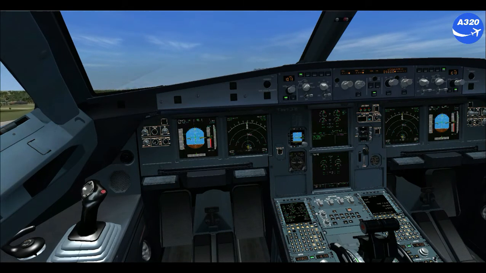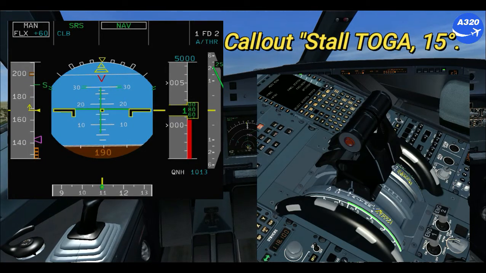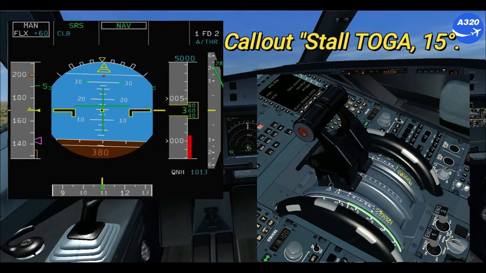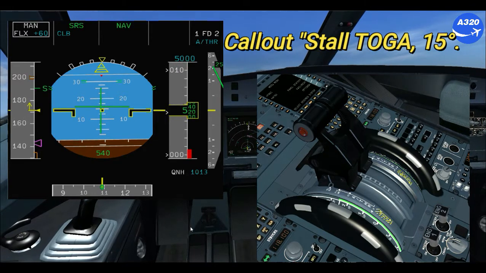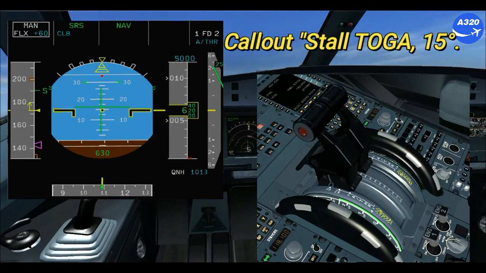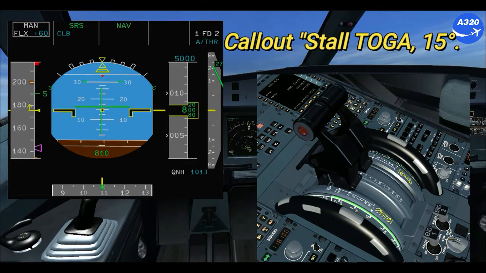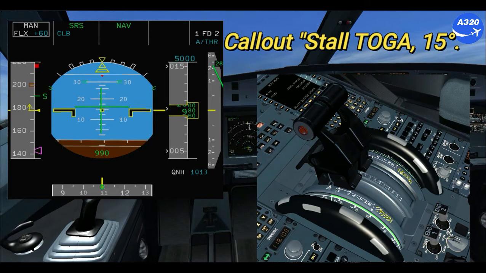The flight crew applies the memory item and calls out the stall warning at liftoff. Stall, TOGA, 15 degrees. Apply TOGA thrust in order to get the maximum available thrust. Simultaneously, the pilot flying must target a pitch angle of 15 degrees and keep the wings level in order to ensure safe climb. Then, when a safe flight path and speed are achieved, if the oral stall warning is still activated, the flight crew must consider that it is a spurious warning.